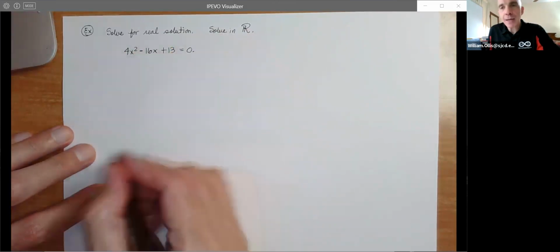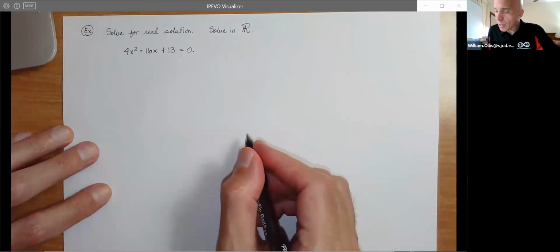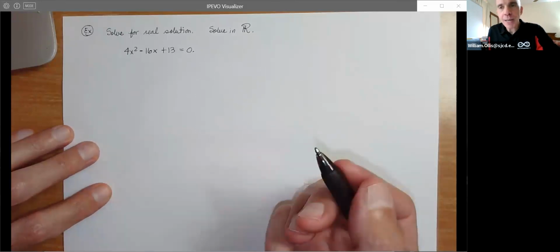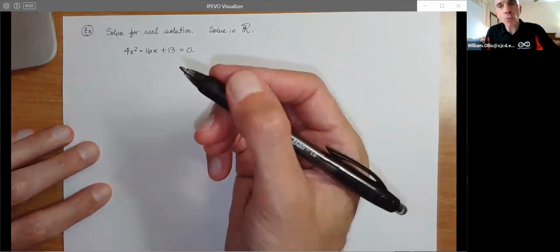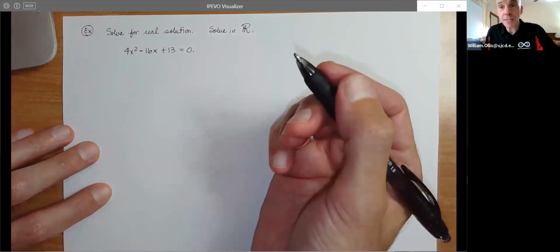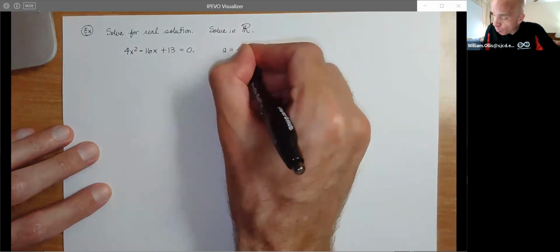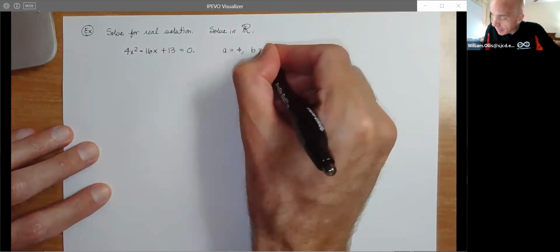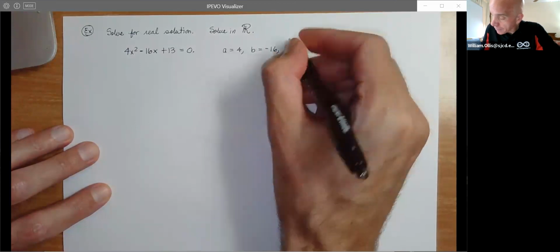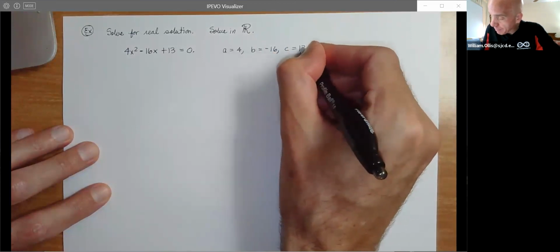Now, when you look at that, you see that's a standard quadratic equation. So let's just go ahead and decide we're going to use the quadratic formula this time just to get practice. So first we say A is 4, B is negative 16, and C is 13.